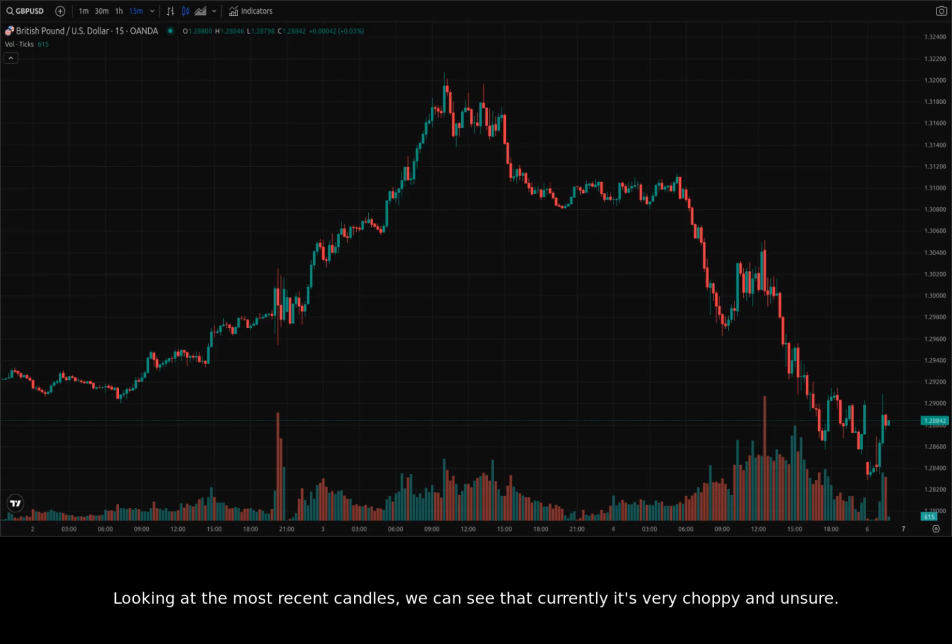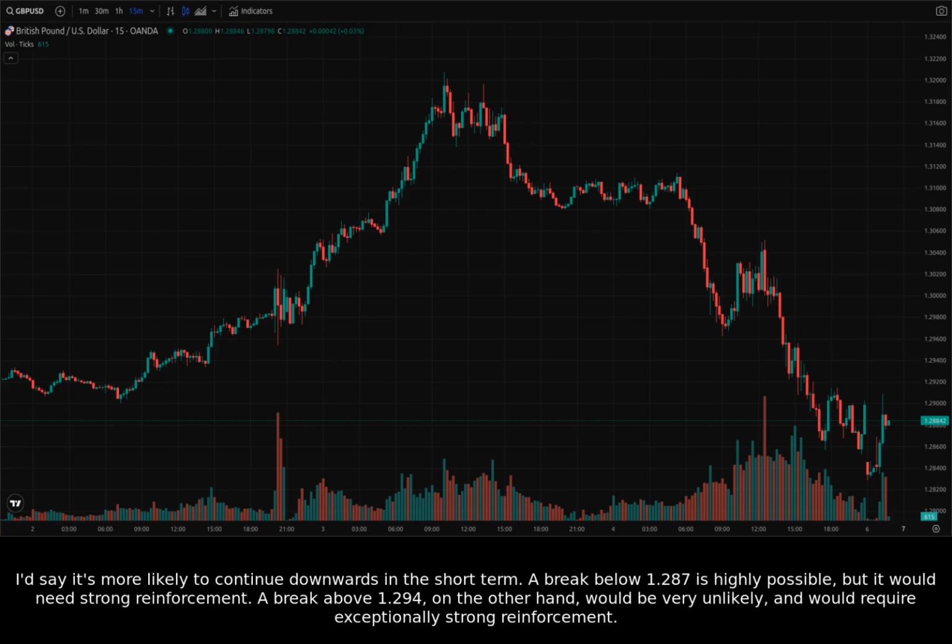Looking at the most recent candles, we can see that currently it's very choppy and unsure. We're hovering right around that 1.289 level on the daily chart, and it may very well go either way. I'd say it's more likely to continue downwards in the short term. A break below 1.287 is highly possible, but it would need strong reinforcement. A break above 1.294, on the other hand, would be very unlikely and would require exceptionally strong reinforcement.